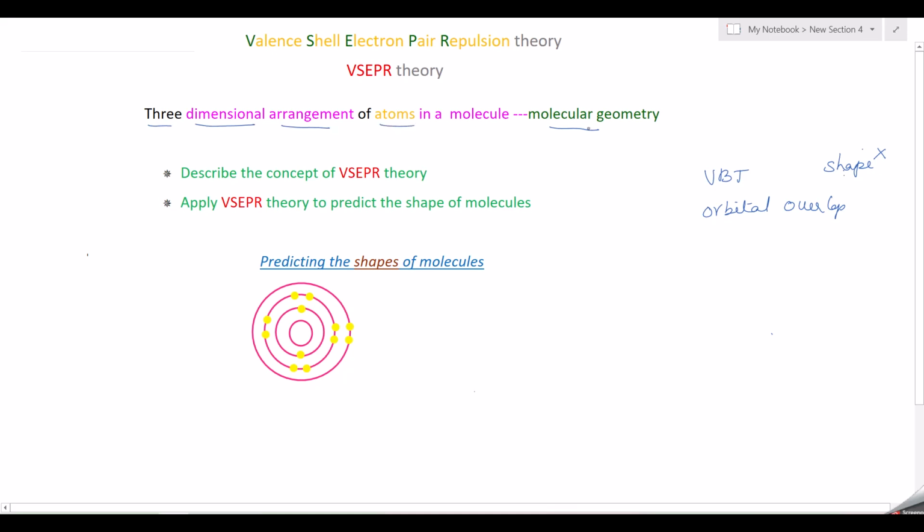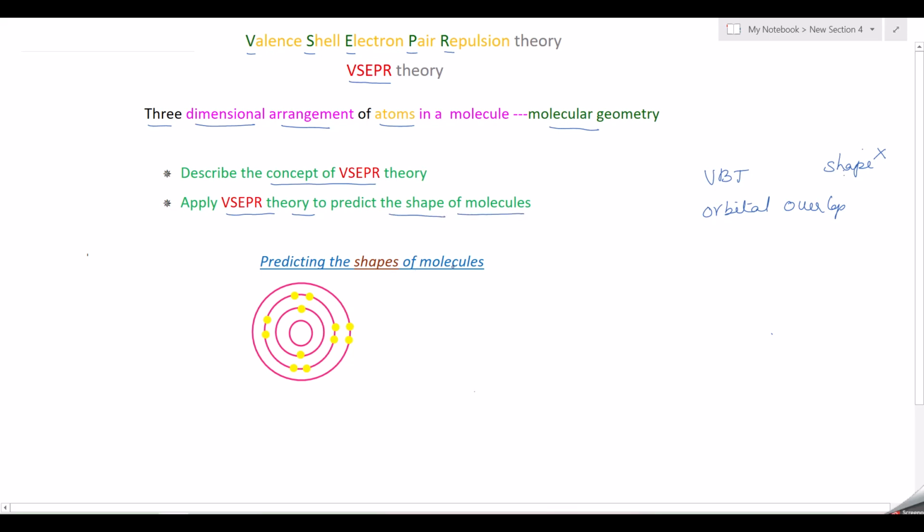So we can predict the geometry of the molecule with the help of valence shell electron pair repulsion theory, otherwise called VSEPR theory. In this video, we are going to discuss what is VSEPR theory, and how it helps to predict the shape of the molecule. At the end of this video, you will be able to describe the concept of VSEPR theory and also apply it to find the shape of the molecule.